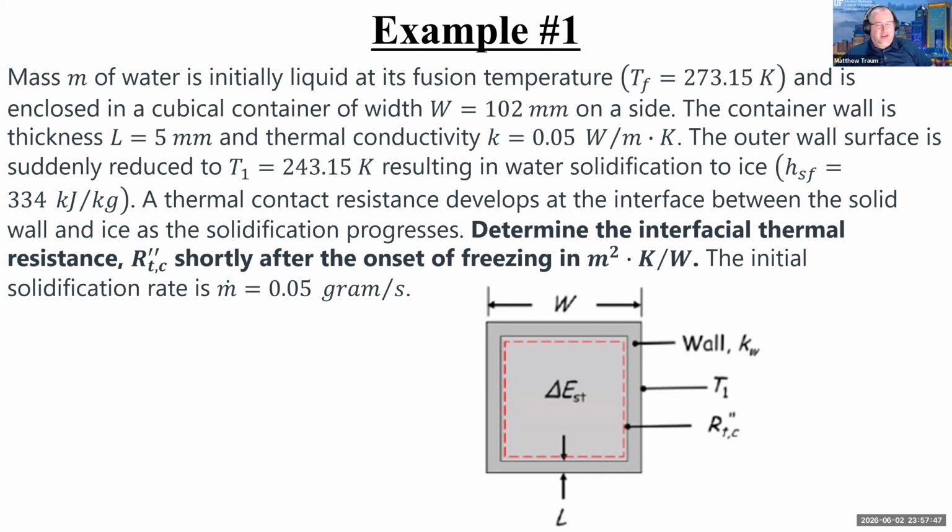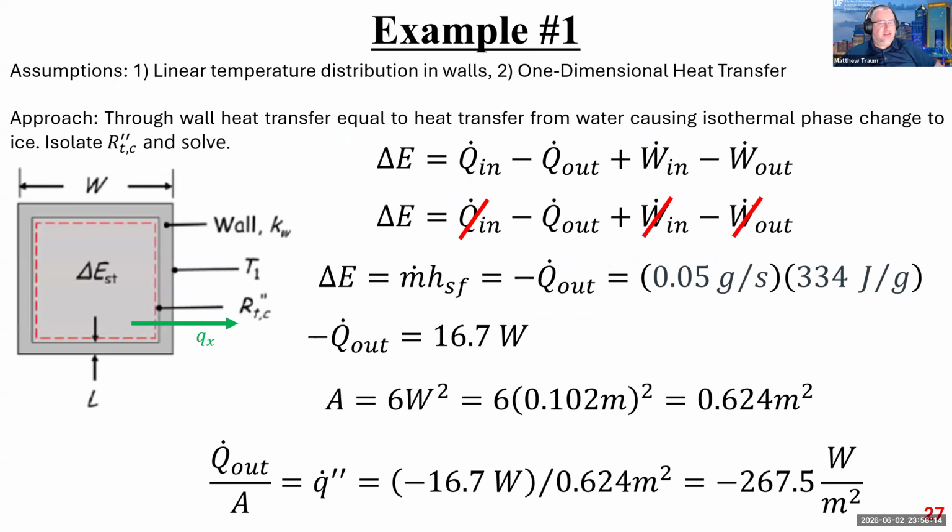And so we're asked then to determine the interfacial thermal resistance, R double prime, shortly after the onset of freezing, and we're told to do it in units of meter squared Kelvin per watt. And then we're also told that the initial solidification rate, m dot, is 0.05 grams per second, right? So that's the rate at which the liquid water is solidifying into ice. Okay, so how do we tackle this?